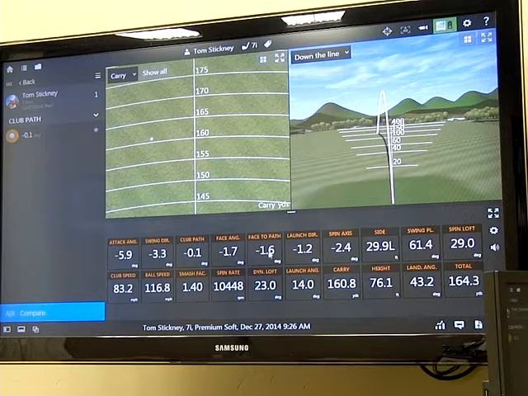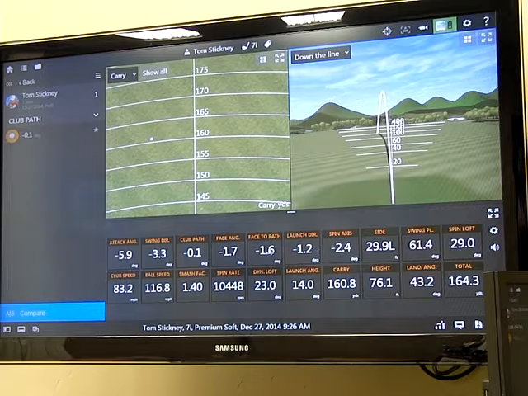So this face-to-path relationship that's formed between these two helps me to see what the ball should do with a centered hit. Anytime the face angle is left of the path with a centered hit, you can see my face is left of the path by 1.6 degrees, the ball will tend to move to the left, okay?